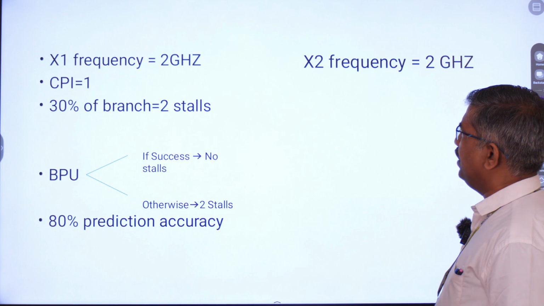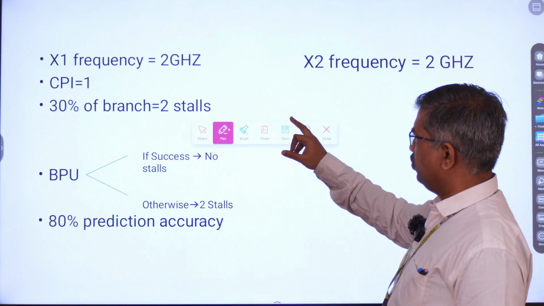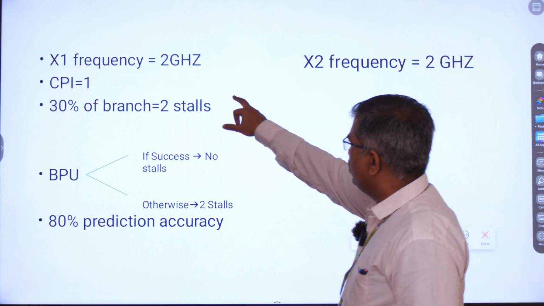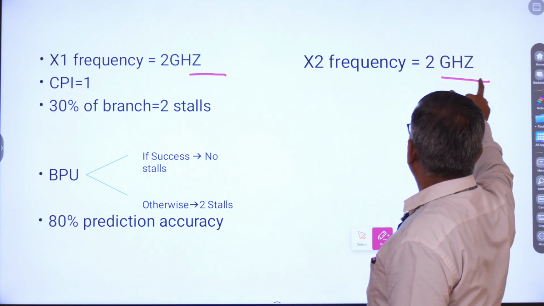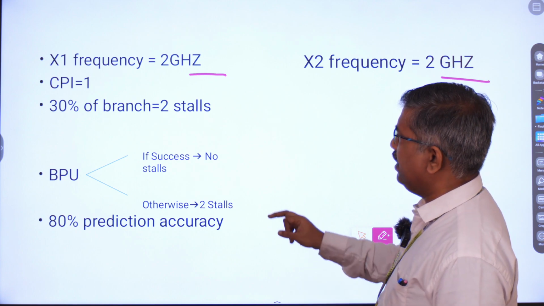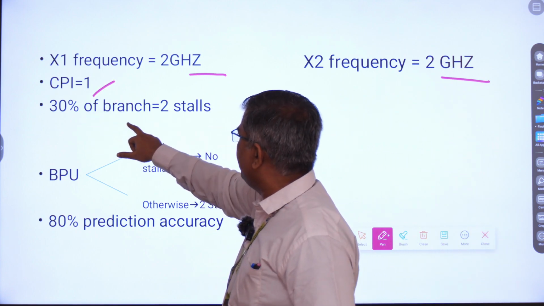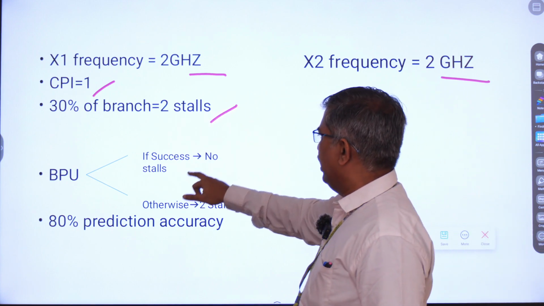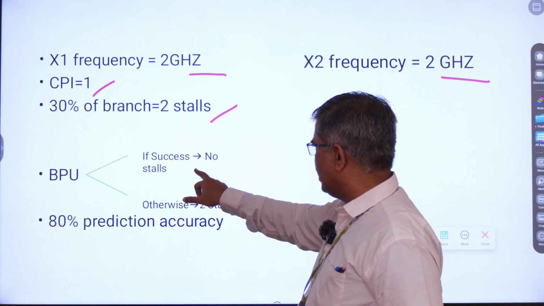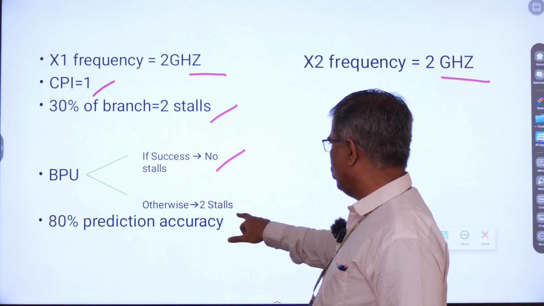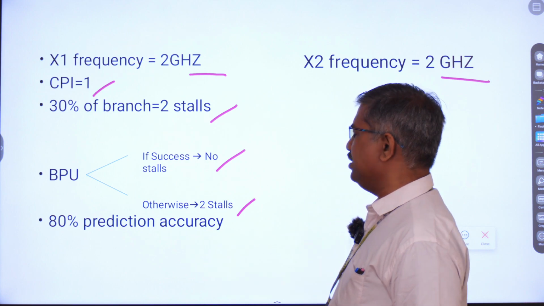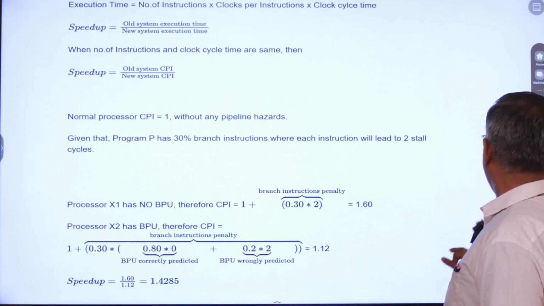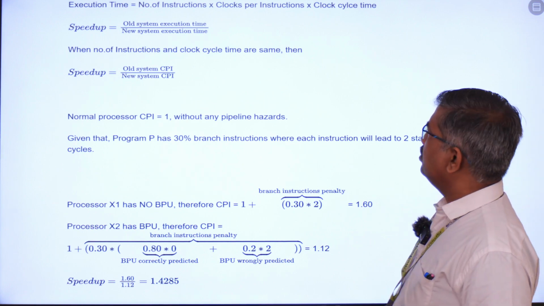First, we need to identify the data available in the question. The X1 frequency is given as 2 GHz and the X2 frequency is also 2 GHz. The CPI is 1. 30% of instructions are branches, with 2 stalls; with the BPU, if the prediction succeeds, no stalls, otherwise 2 stalls. And the prediction accuracy is 80%. These are all the given data in our question. So now we are going to solve this question.